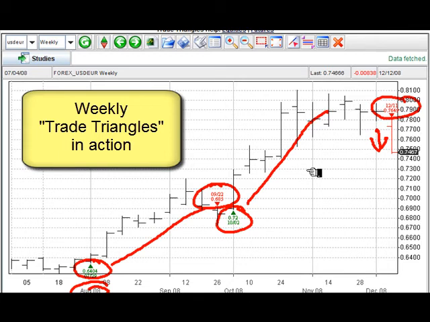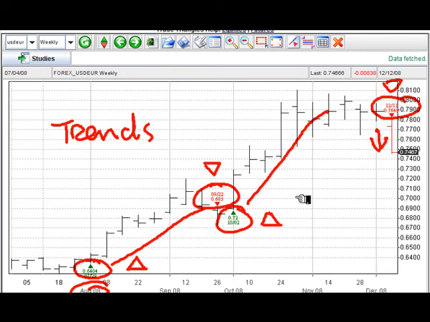Now this is the weekly charts. This is for trends, okay? So these triangles right here, triangles here, triangles here, and the triangle here are all meant to tell you the direction of the market, and they give you the initial first signal to get in.